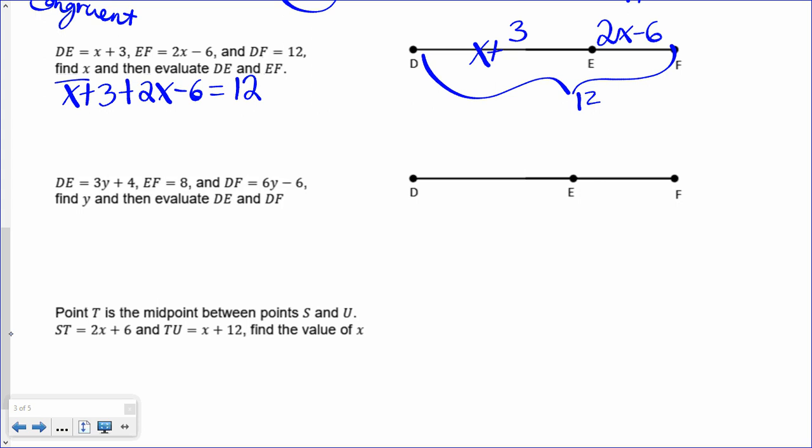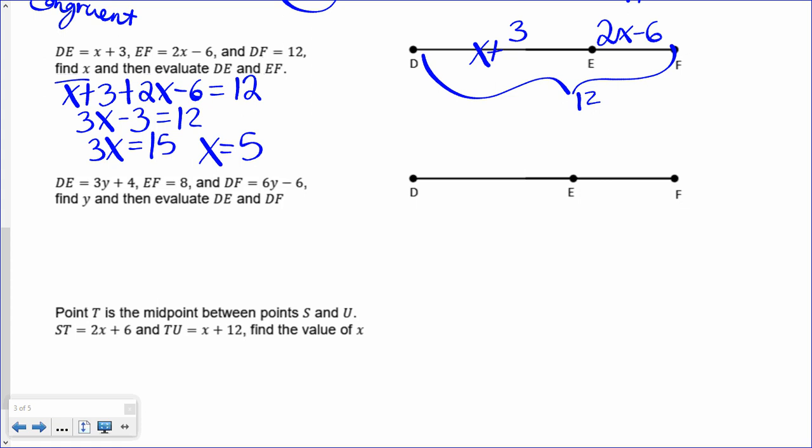Okay? And how do I solve for x? Use your algebra. You can walk me through that. Yes. Add the x and the 2x. Okay. Get 3x. And then you add the 3 and the negative 6, and that gets you negative 3. And then you would add 3 to the 12. All right. And then 3x equals 15. And then you would divide by 3. Very good. So what does that give me for x? 5. All right.